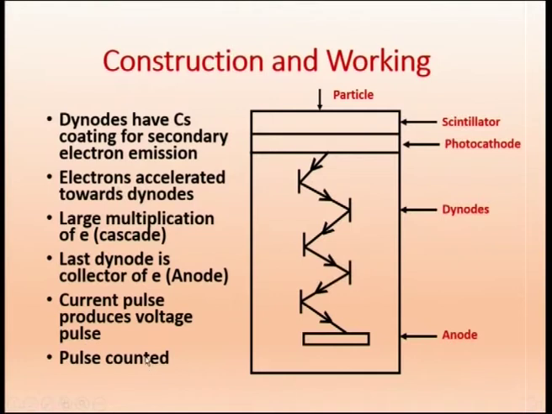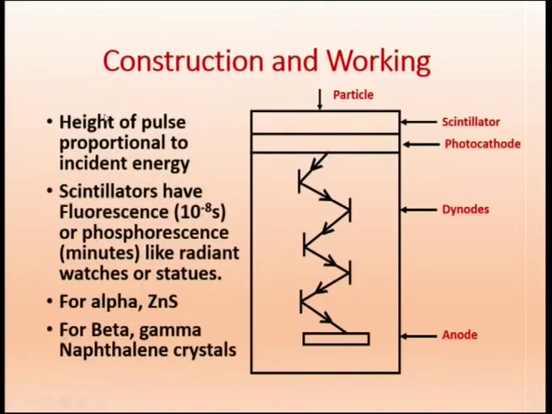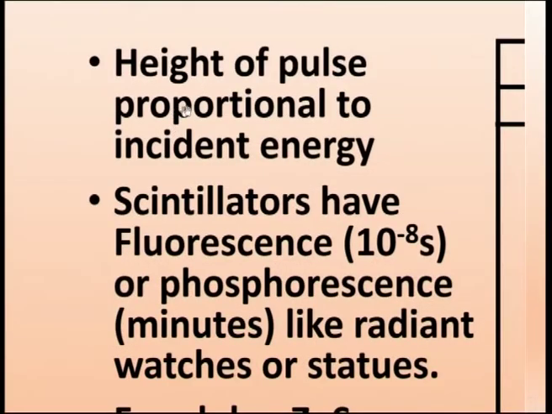So this is the basic principle of a scintillation detector, along with the photomultiplier. The height of the pulse is proportional to incident energy. That's naturally, it must be proportional to incident energy. So the height of the current pulse is proportional to incident energy.